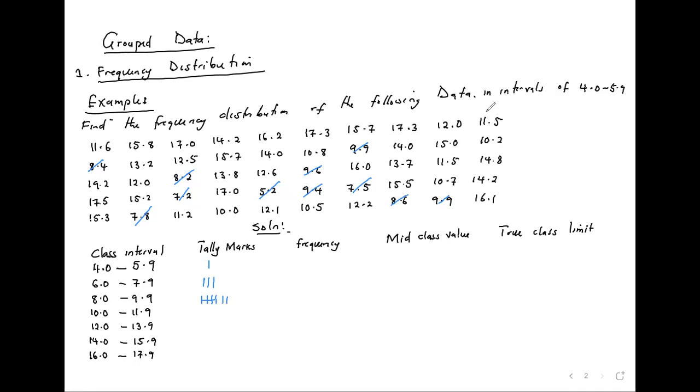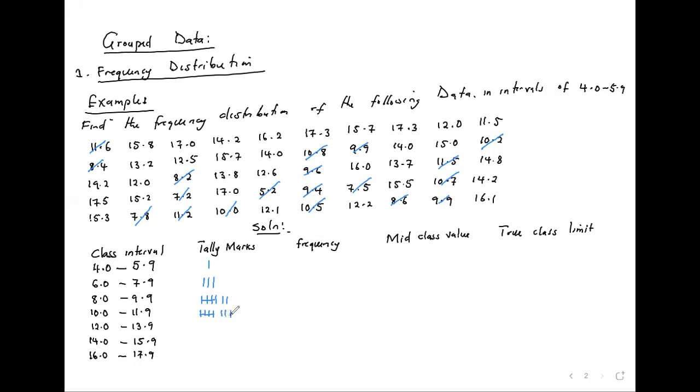Then 10 to 11.9. 1, 2, 3, 4, 5, 6, 7, 8. So I have 1, 2, 3, 4, 5, 6, 7, 8.